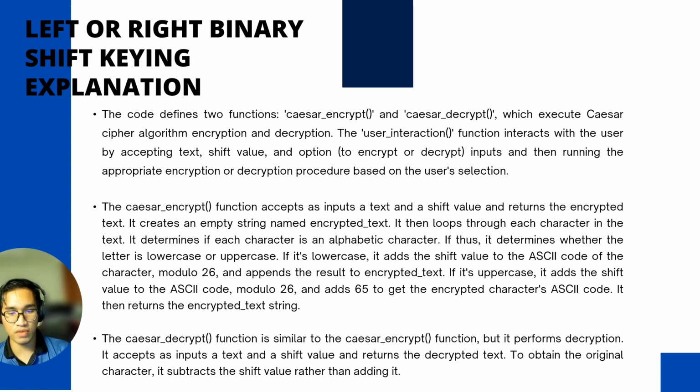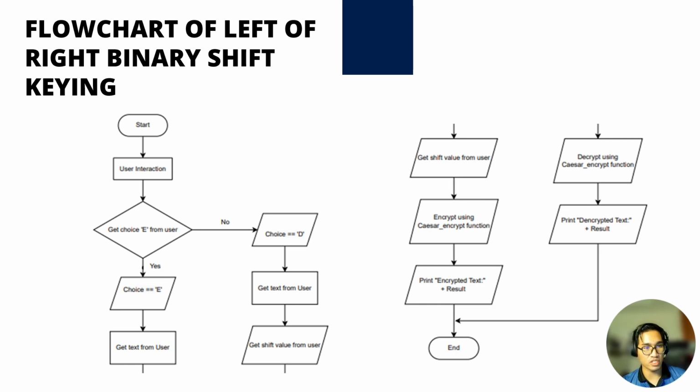But then for the decryption, to obtain the answer, it subtracts the shift value rather than adding it. Alright, so this is the flowchart for the Caesar cipher. Number one, user interaction. So choose E or D. E for encryption, D for decryption.